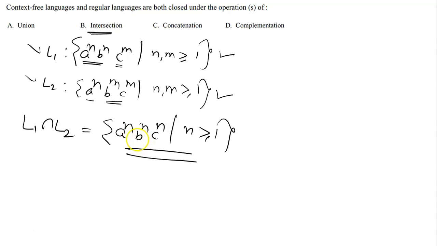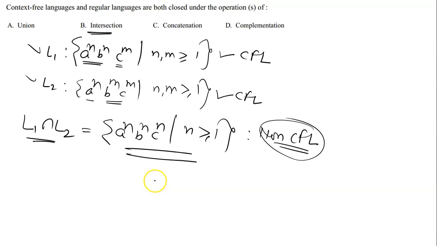This a^n b^n c^n is a standard non-context free language. So this is your non-CFL. Hence you can say, even though L1 is CFL and L2 is CFL, their intersection is non-CFL. Hence we can say that the set of context free languages is not closed under intersection operation.